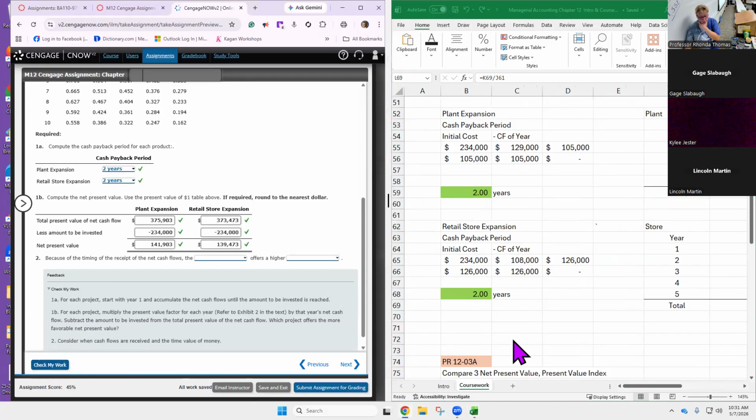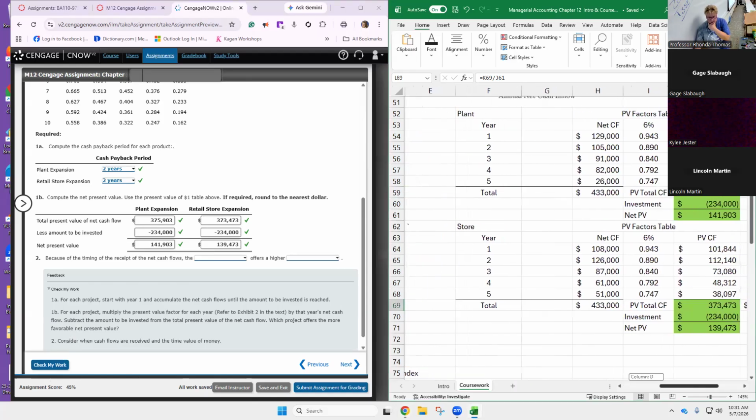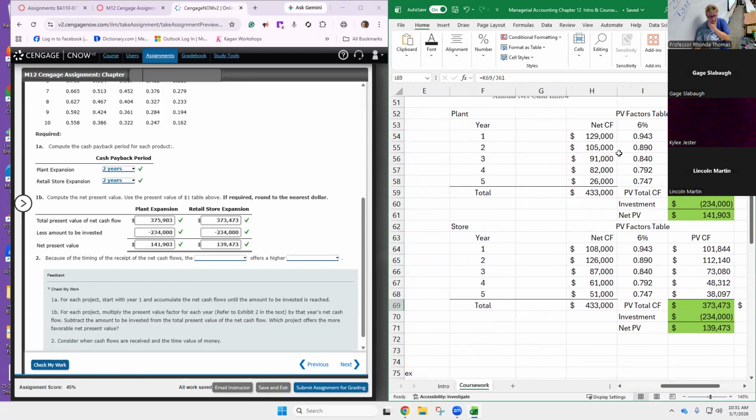All right. And once again, what's causing this difference? What's causing the difference is that one option is bringing in more cash earlier. So that makes that cash flow worth more in today's money than something out 5 years into the future, right? So that's how the time value of money works.